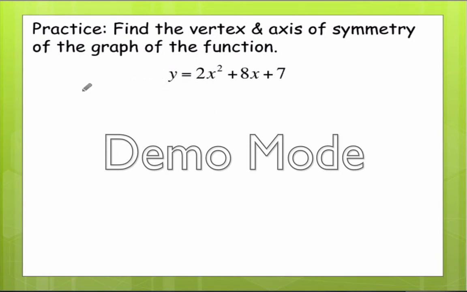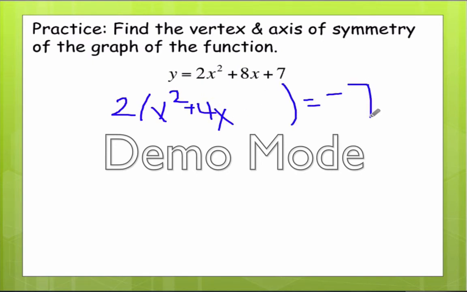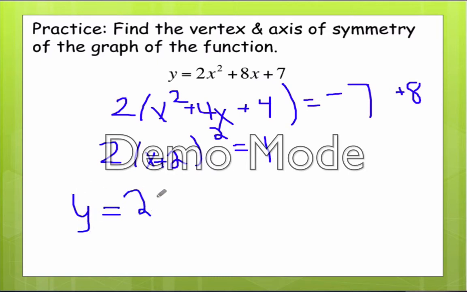So I'm going to quickly go through it. You want to factor out a 2 and move the 7 to the other side. Half of 4 is 2. 2 squared is 4, so we're going to add 4. But to the other side, we're going to add 8. This would be x plus 2 quantity squared equals 1. And subtract 1 from both sides.